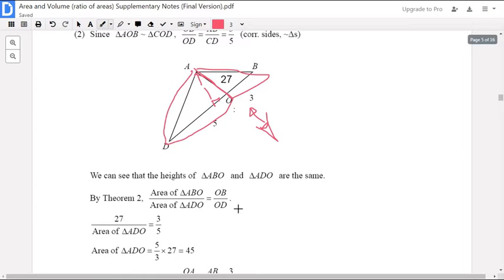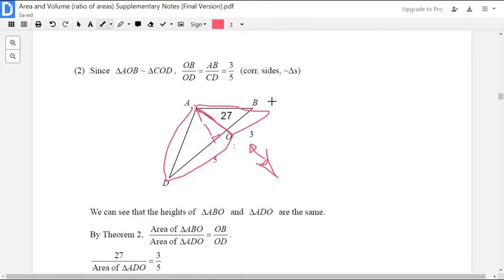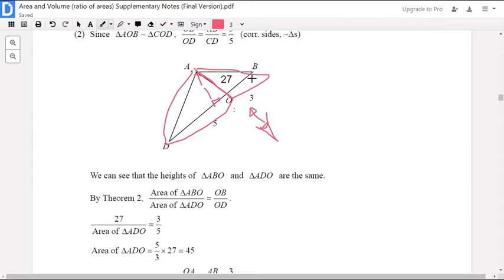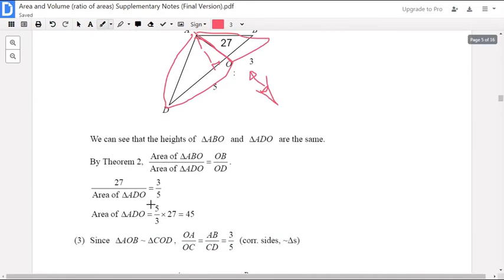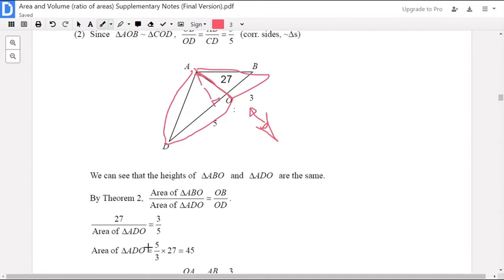Therefore, according to theorem 2, the area of triangle ABO to the area of triangle ADO must be the ratio of their bases OB divided by OD, but no need to take square. Substitute the values again. Area of triangle ABO is 27, OB is 3, OD is 5, area of triangle ADO unknown. Now solving the equation, cross multiplying, you will see that the area of triangle ADO is 45. We know that it is 45.